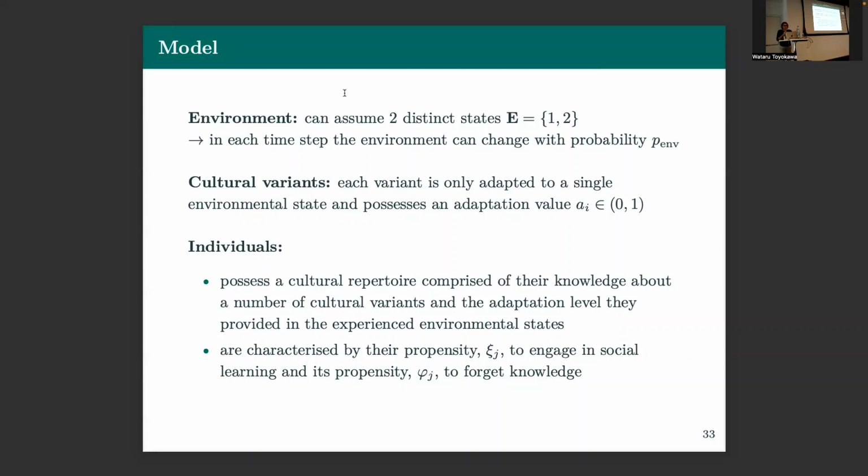Then we assume that our individuals possess a cultural repertoire, which comprises the knowledge about a number of cultural variants and the adaptation level they provided in the past environments the individual has experienced. Our individuals are also characterized by their propensity to engage in social learning and by their propensity to forget. I will explain in a second what the forgetting means. This is important: these two propensities are genetically inherited, so that's what is going to evolve. That's what we're going to ask: how is social learning going to evolve in the system, and how is the probability of forgetting going to evolve in the system?